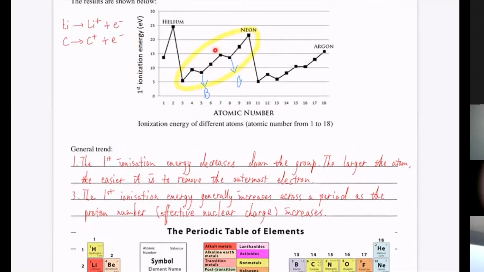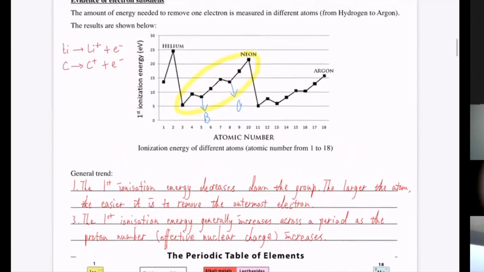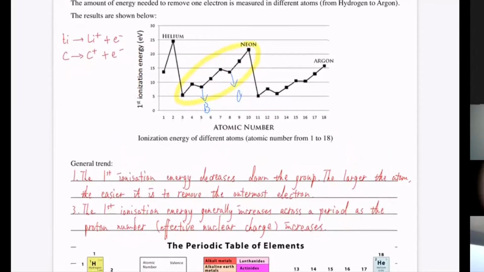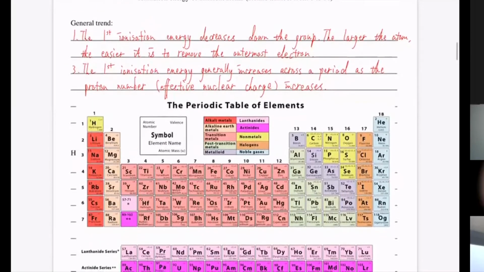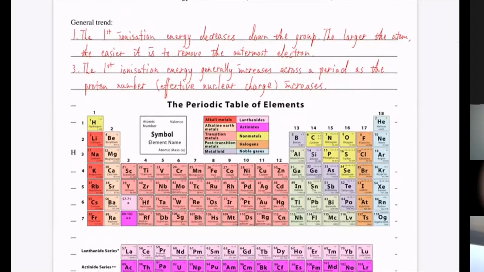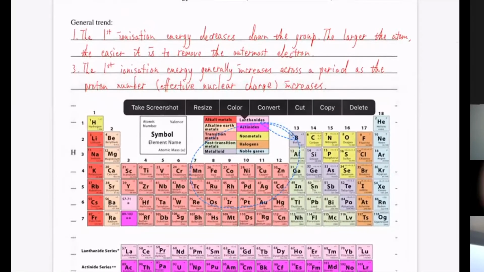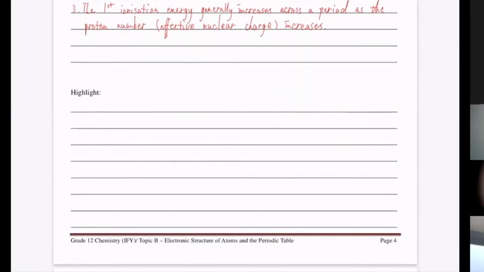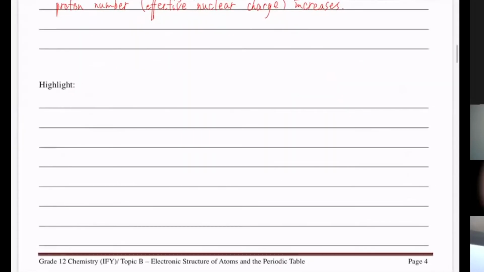Okay, so here it tells you that in the same shell, we may have some subshells. Okay, so let's write this down, and later we will be able to explain this. So delete this. Okay, so first there are two exceptions to the general trend.